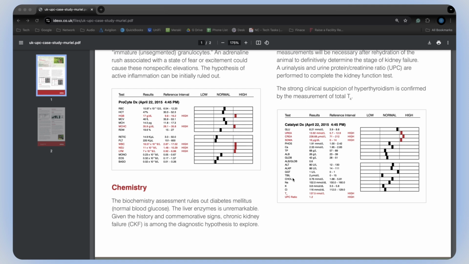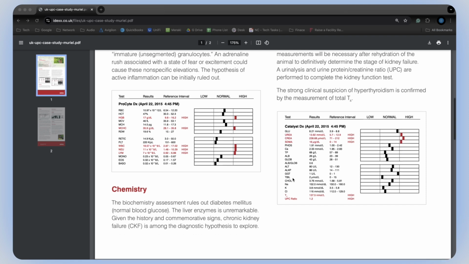So the biochemistry assessment rules out diabetes because our glucose is okay. We've got a normal blood glucose level. The liver enzymes are unremarkable. Again, those liver enzymes are going to be albumin, total protein, globulin, ALT, ALKP, GGT, T-bili, and cholesterol. Given the history and our signs, chronic kidney failure is among the diagnostic hypotheses to explore.